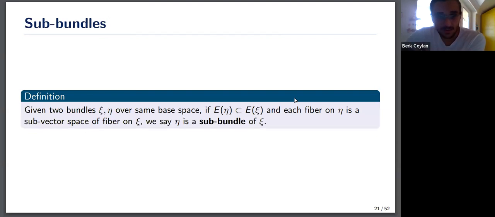The definition of subbundle: if the fiber over one bundle is always a subvector space of the other, we call it a subbundle.